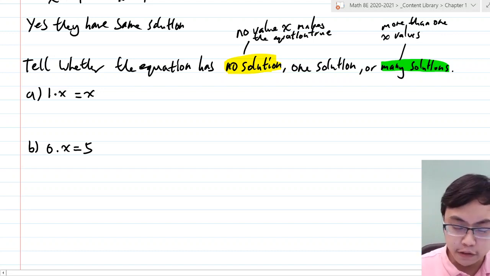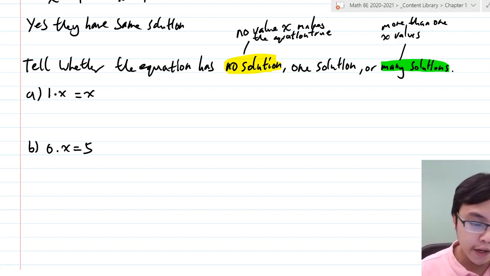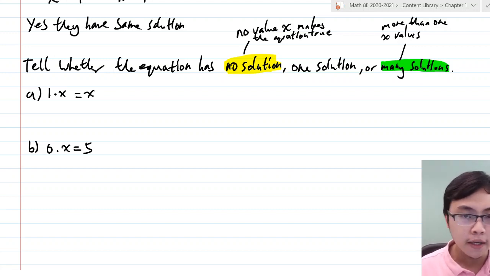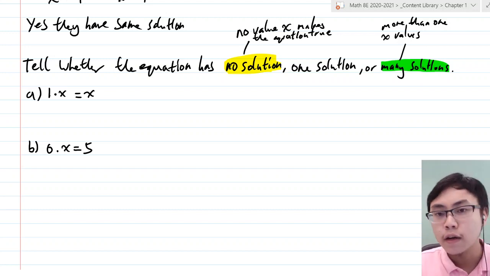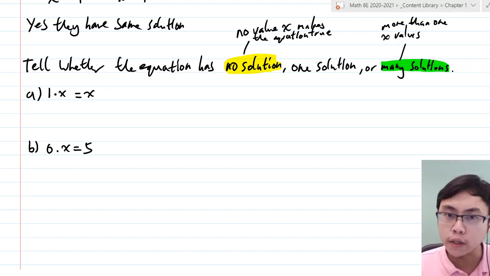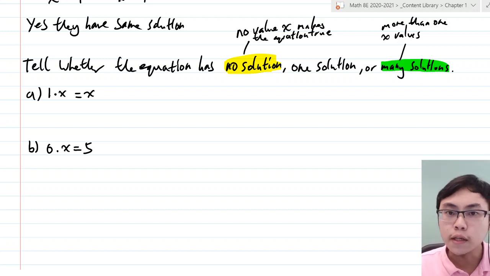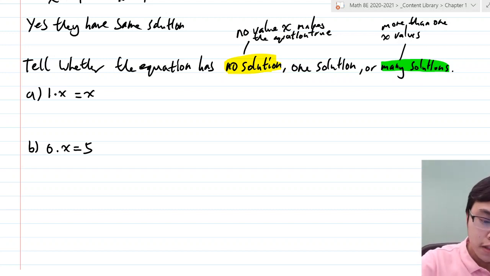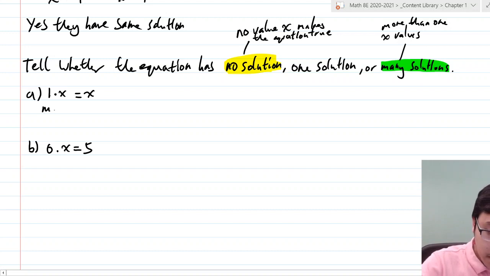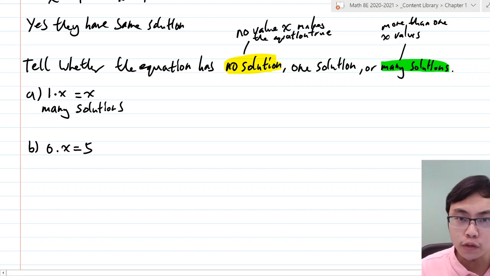What do I mean by each of these? Let's look at our examples over here. A, I have 1 times x equals x. I can substitute in any number for that. If x equals 1, that means 1 is equal to 1. Is that true? Yes, that's a solution. If I substitute in 2, 1 times 2 is equal to 2. Is that true? Yes, 2 is equal to 2. Another solution. I can substitute in 5. 5 is equal to 5. That's another solution. That means that there are many solutions. So in this case, you write down many solutions. Please copy down the question, copy the equation, then you write your answer.